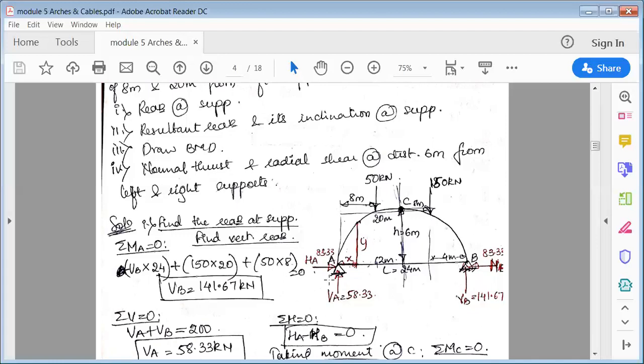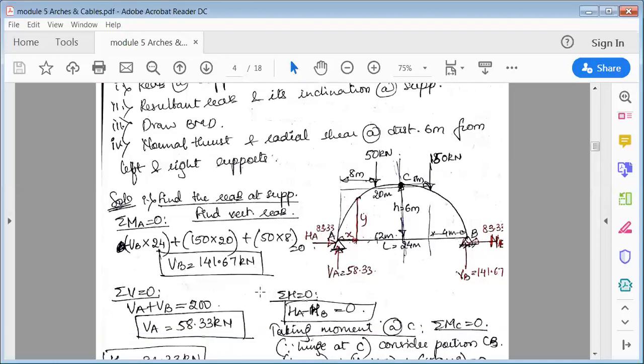So VB into this distance 24. Then from this point 150 into this distance 20. So it's going clockwise. Next 50 into this distance 8. Again it is going clockwise. Okay. Now HA will not act. Okay, this force HA and VA will not act because you're finding moment at point A itself. And similarly, HB also will not act because it is acting on the same line of action. So there is no moment created.